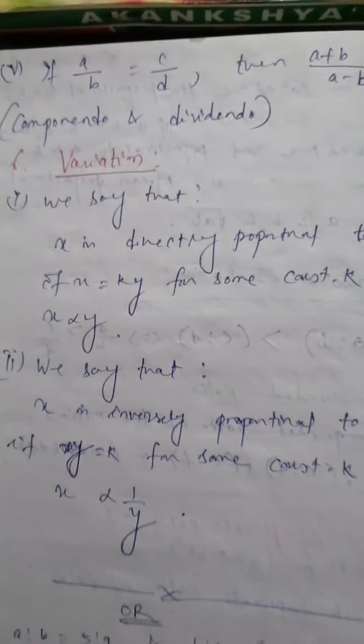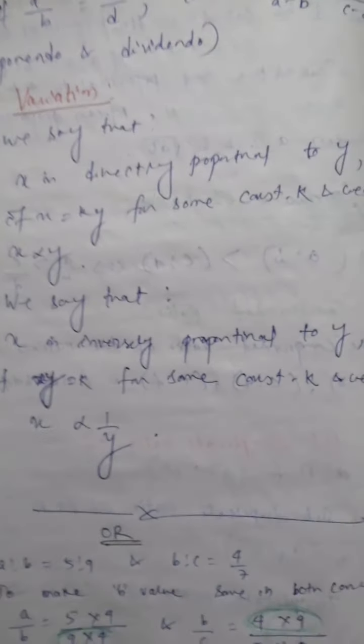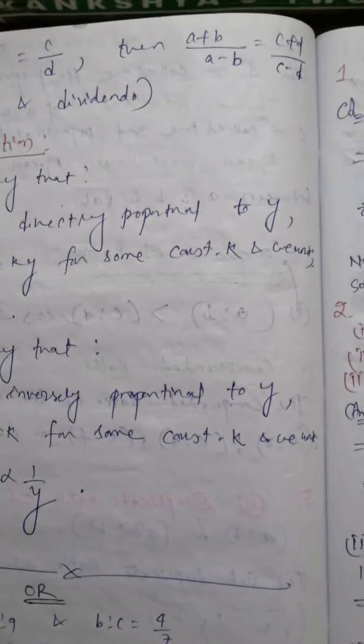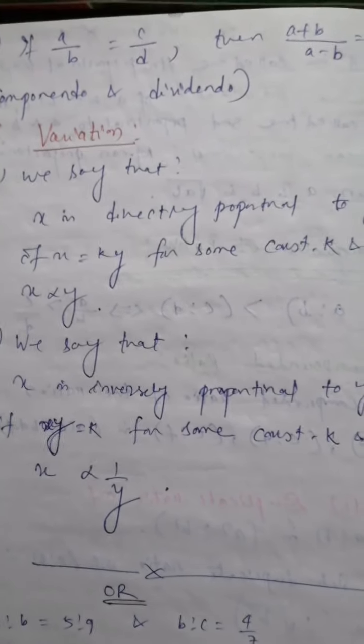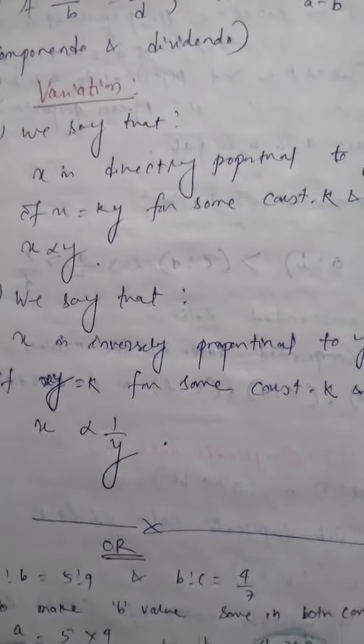Fine. Next one is, if A by B equals C by D, then A plus B divided by A minus B equals C plus D divided by C minus D. These are known as componendo and dividendo. We just have to remember.